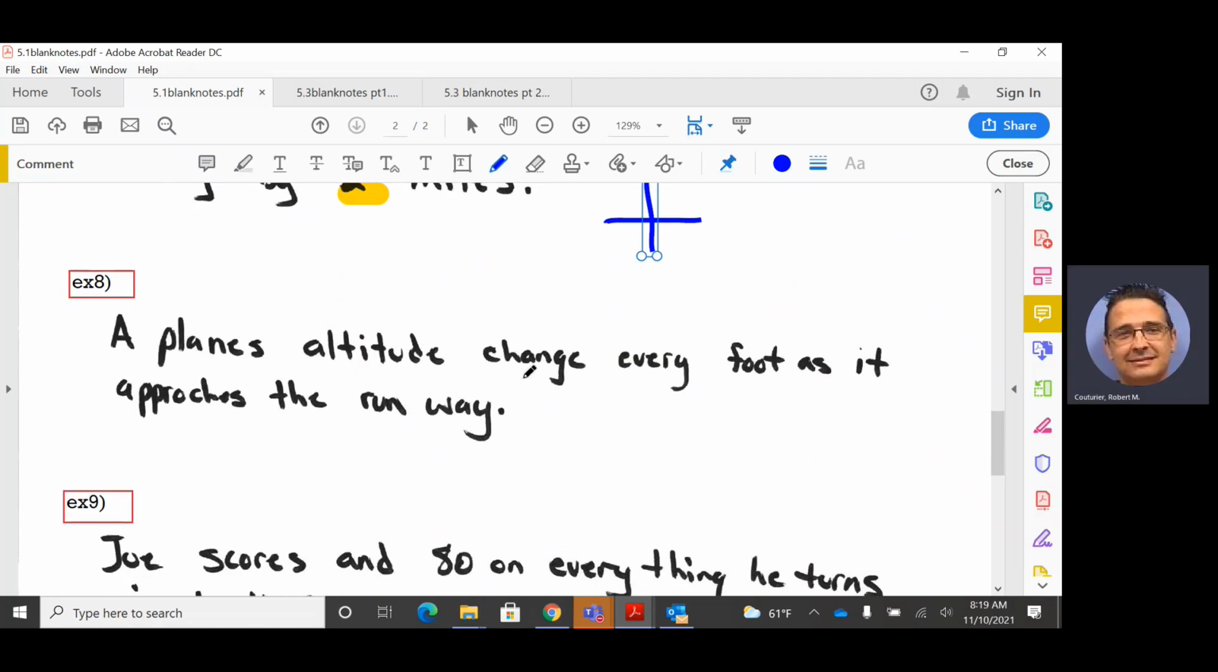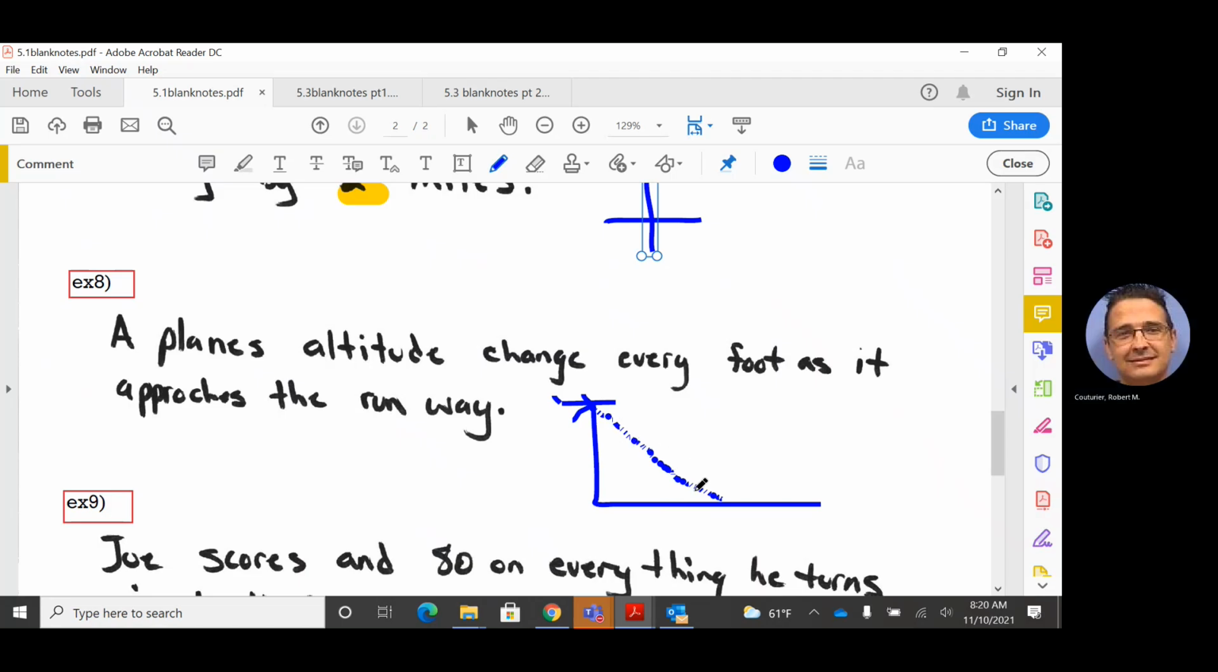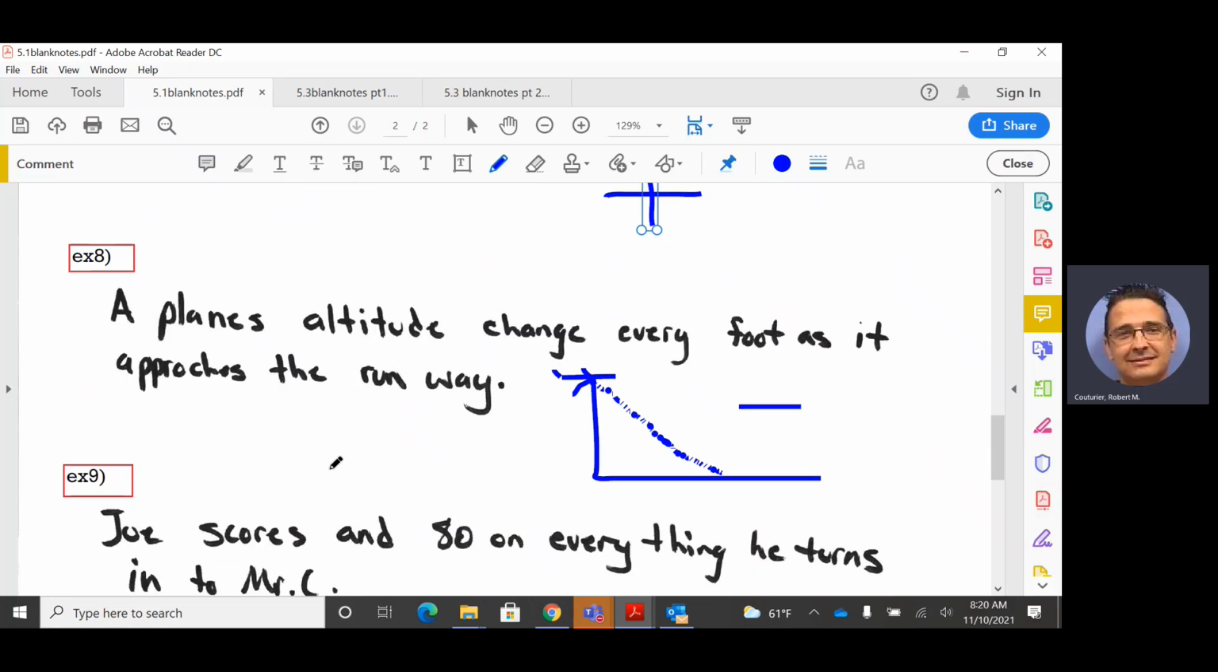A plane's altitude changes every foot as it approaches the runway. Is that a positive or negative? Think of a plane. If you're in the air in a plane, and it's approaching the runway, the altitude is changing every foot as it approaches. Every foot that you get closer, the altitude is what? Decreasing. So yeah, this would be a negative slope.